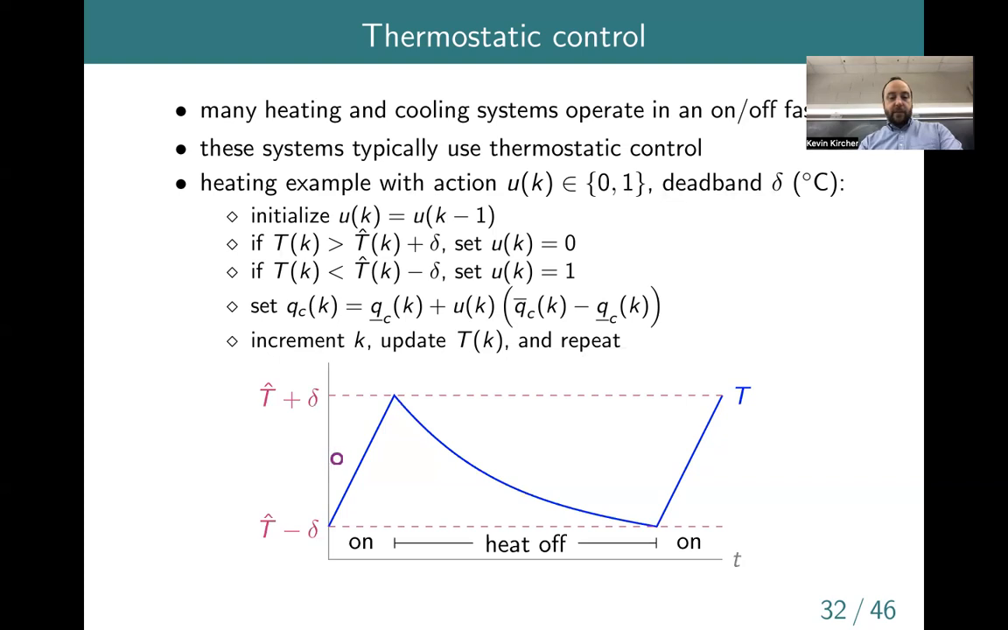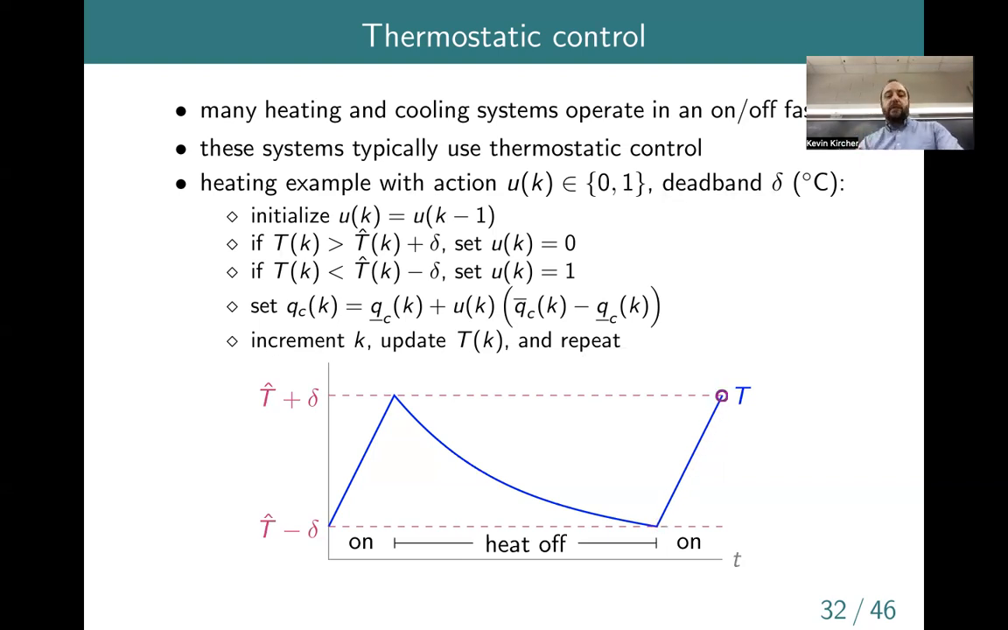So in the middle here, I haven't drawn it, but this would be the preference, right in the middle of the dead band. So this would be our T hat. And then the magenta dashed lines here are the limits that we don't want to go above or below. So down here, the heat is on. We're driving the temperature up in the space. Eventually, we exceed the upper limit, and then we turn off, and we drift for a while. And then eventually, we get too cold in the space, and we turn on again, and we go up.